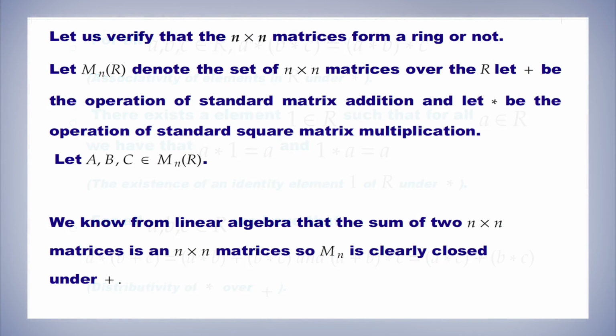Let us verify whether the n by n matrices form a ring or not. Let Mn denote the set of n by n matrices, let plus be the operation of standard matrix addition and let star be the operation of standard square matrix multiplication. Let A, B, C be in Mn. We know from linear algebra that the sum of two n by n matrices is an n by n matrix, so Mn is clearly closed under plus.